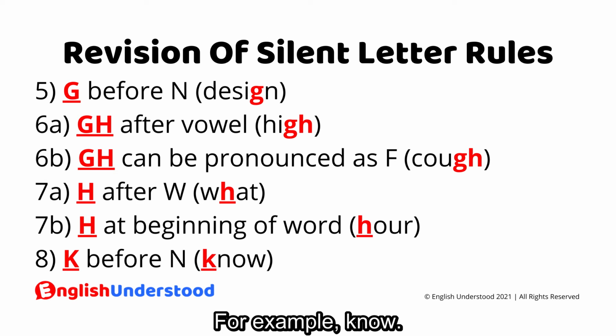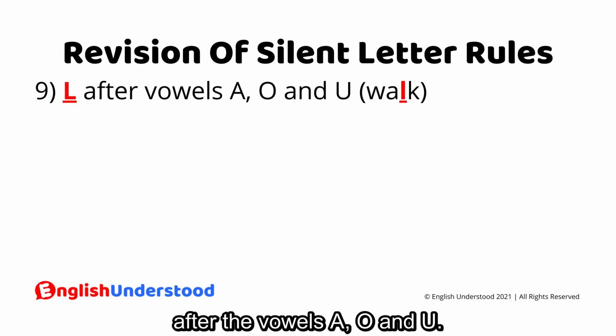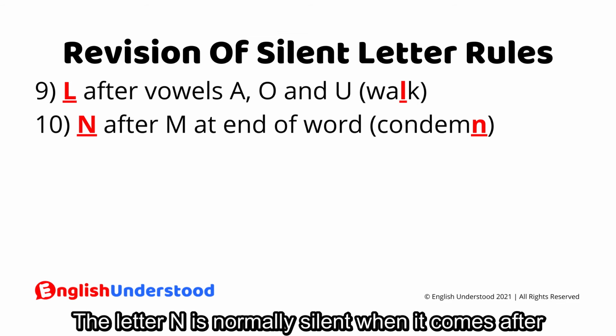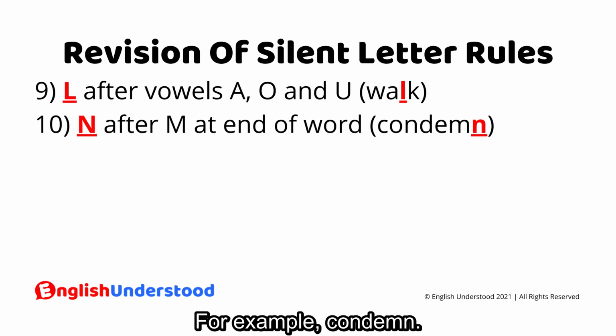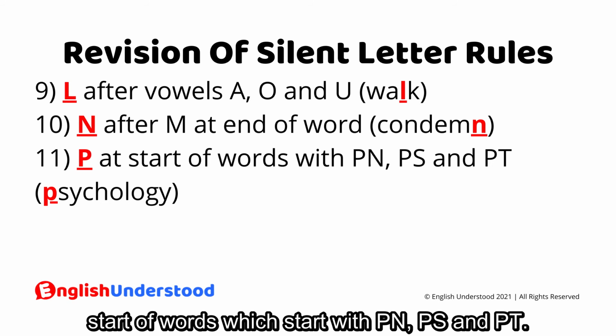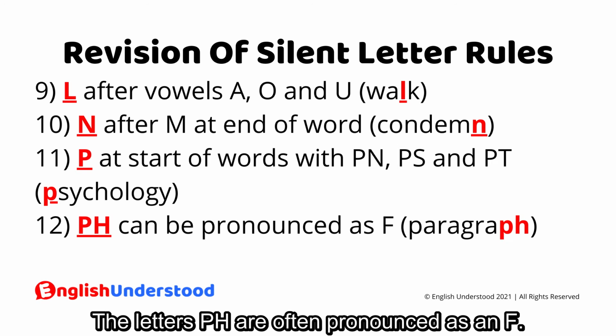K is normally silent when it's before the letter N. For example, no. The letter L is normally not pronounced after the vowels A, O, and U. For example, walk. The letter N is normally silent when it comes after the letter M at the end of a word. For example, condemn. The letter P is often silent when it comes at the start of words which start with PN, PS, and PT. For example, psychology.